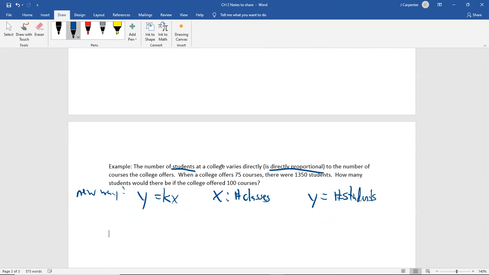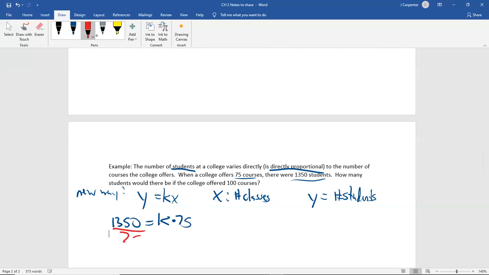So X, I'm calling the number of classes. Y, I'm calling the number of students. That's how I chose to do it. Then they say when there's 75 courses offered, 1350 students enrolled. So let's plug those numbers in. Y was the number of students, so 1350 goes on the left. The K we are not plugging in, we don't know, that's the goal in this step. And there were 75 courses offered.